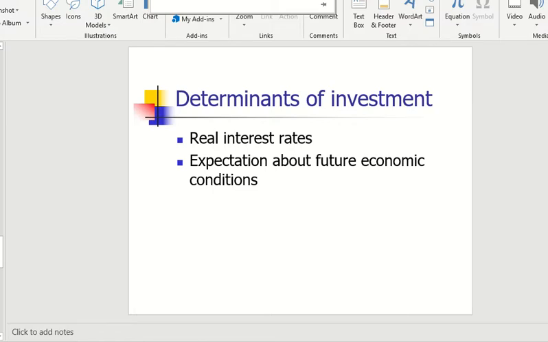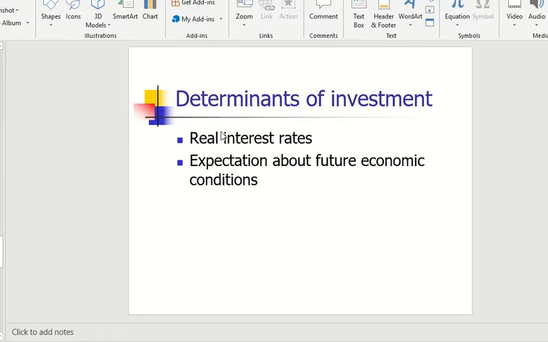After discussing determinants of consumption, we're going to turn to determinants of other components of aggregate expenditure, namely investment, government spending, and net exports. For each one of them, we're going to talk about the determinants and then link it to the aggregate demand. So let's start with investment.